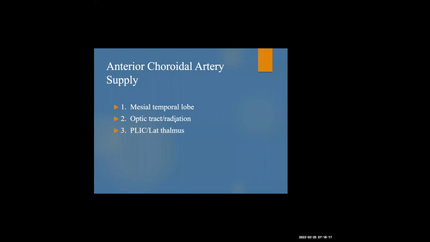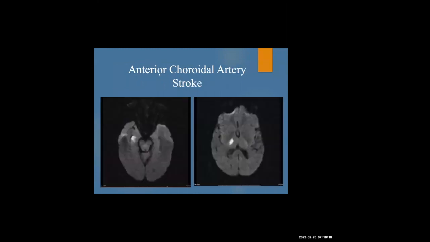So what does that look like on imaging? This is an example of an anterior choroidal artery stroke. This is a stroke that's focal, involving the mesial temporal lobe and also the posterior limb of the internal capsule and maybe a little bit of the lateral thalamus. If you see this distribution of stroke, it is characteristic of an anterior choroidal artery stroke, which arises again from the terminus of the internal carotid artery.